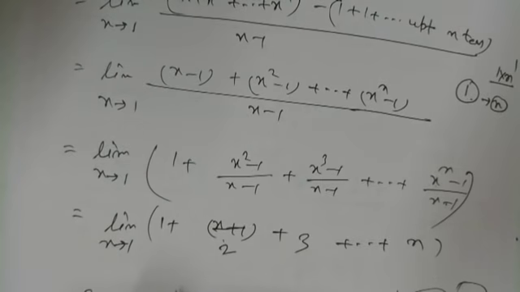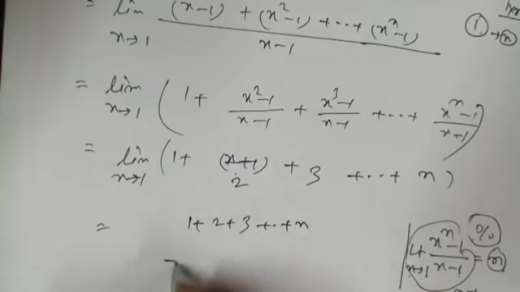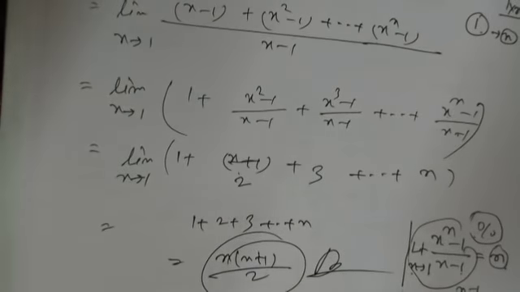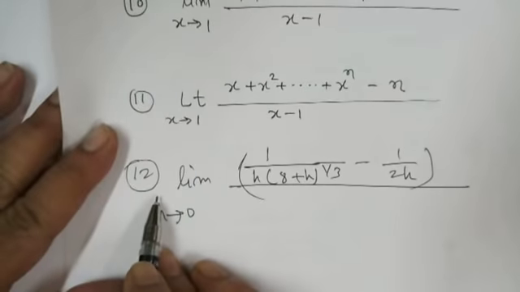Okay, so 1 plus 2 plus 3 plus up to n. So this is the answer, n common n plus 1 upon 2. Okay, next start question number 12.